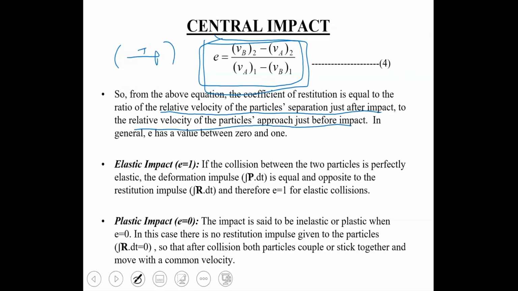Okay, now since we have defined earlier that this coefficient of restitution comes out to be the ratio of relative velocities of particles just after impact to the relative velocities of particles just before impact. Now, based on the value of E, you can define the type of collision as either elastic collision, plastic collision और इलास्टोप्लास्टिक कोलिजन. ये तीन तरह की कोलिजन आपकी होती हैं.